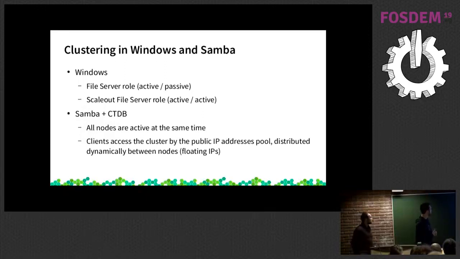This is a look at how things have changed or are changing with clustered SMB serving. With Windows, in the past they've had active-passive setups where a file server role moves across nodes within the cluster. CTDB has always been active-active, where clients are spread across those CTDB or SMB gateway nodes.